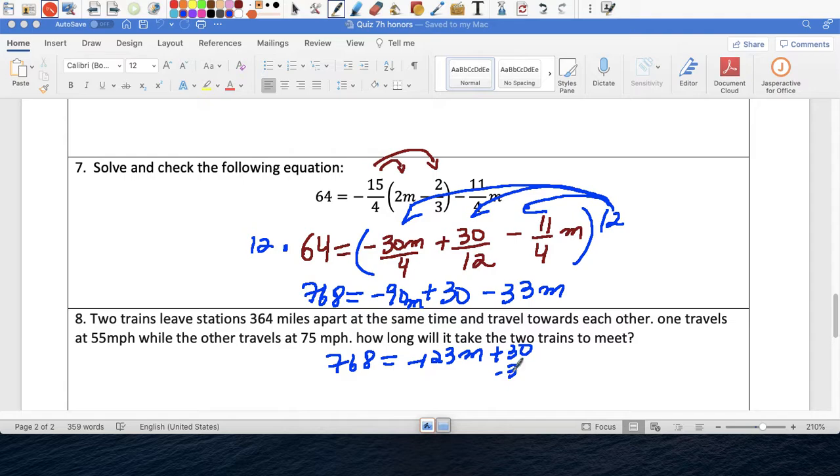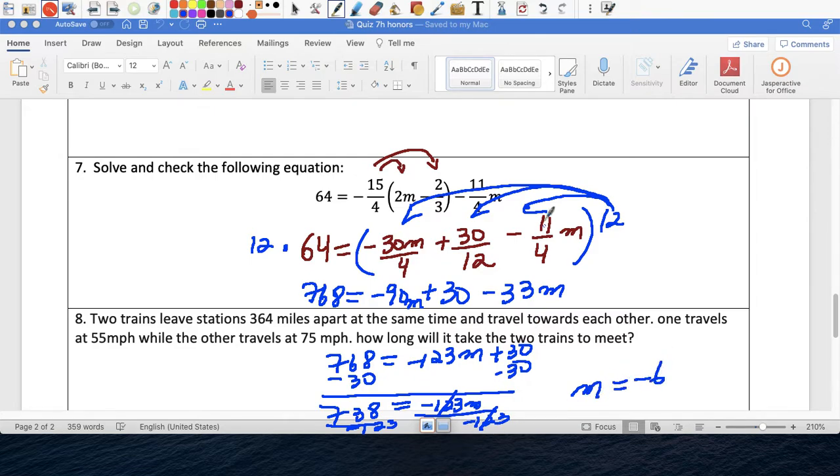I'm going to subtract 30 from both sides, and I get negative 123m, and on the other side, 738. I divide both sides by negative 123, and I get 738 divided by 123 equals 6. So these two go away, and m equals negative 6. Well, that's worked out nicely. I can get a fraction as a number. m equals negative 6. Keep that in mind.